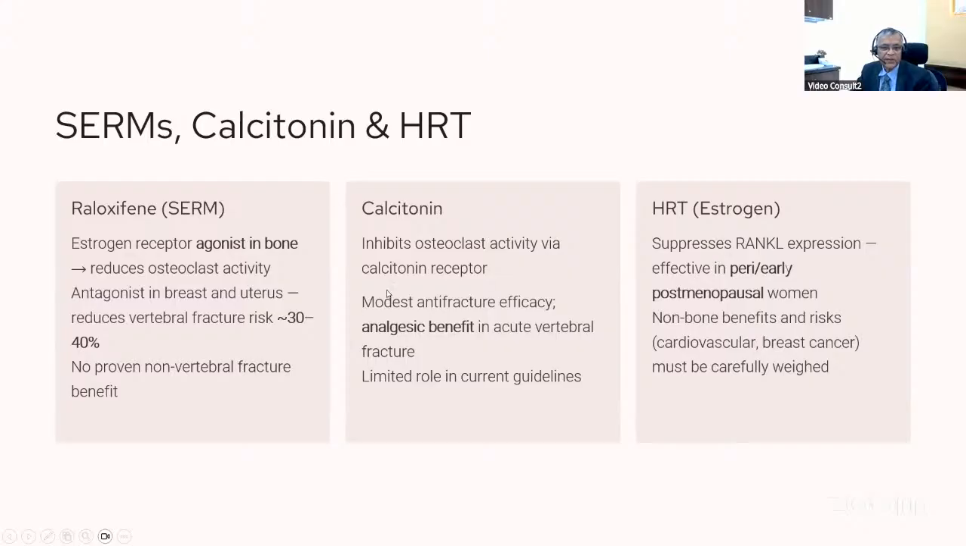Then, calcitonin is a drug which inhibits the osteoclast activity via the calcitonin receptor. It has a modest anti-fracture efficacy, analgesic benefit in acute vertebral fracture, and limited role in current guidelines. It is mainly used as an analgesic. When a person comes with an acute fracture, you give it. It may not have much of an anti-resorptive effect. It may not have an anabolic effect, but it inhibits the pain. So the analgesic effect is much more useful in patients who have acute vertebral fractures, with a limited role in guidelines.